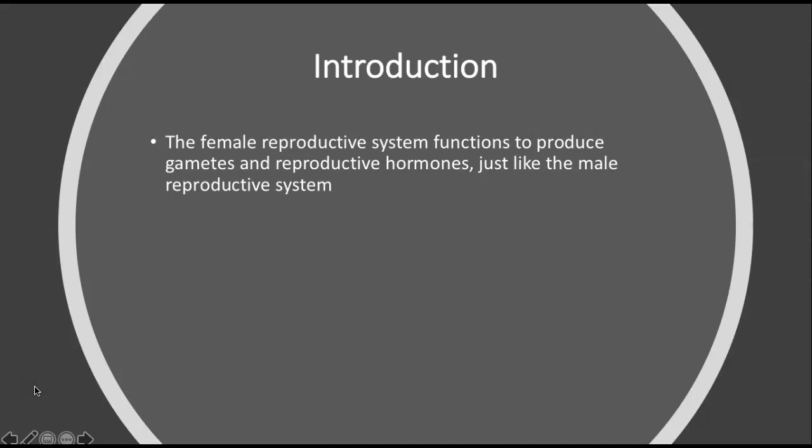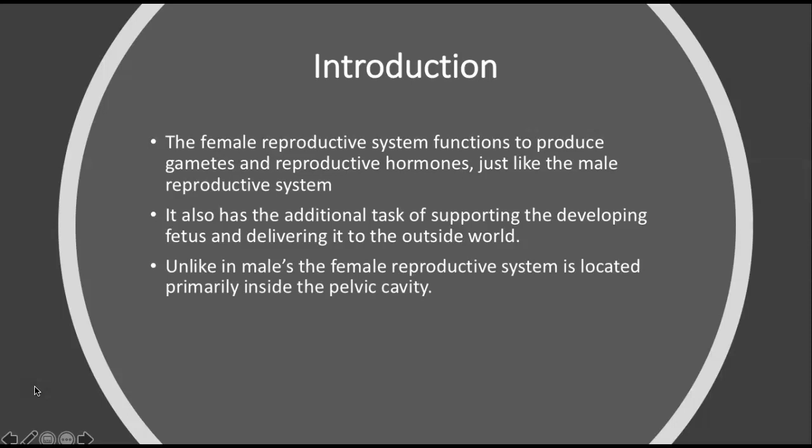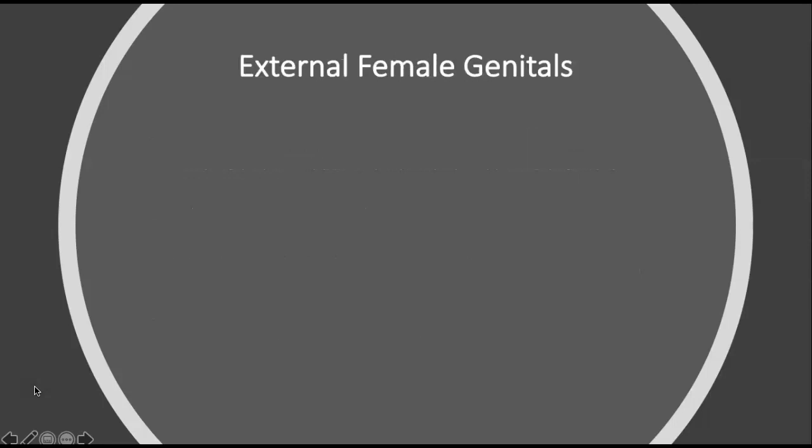First, an introduction. The female reproductive system functions to produce gametes and reproductive hormones just like the male reproductive system. However, it also has the additional task of supporting the developing fetus and eventually delivering it to the outside world. Unlike in the male reproductive system, the female reproductive system is located primarily inside of the pelvic cavity. The ovaries are the female gonads, and the gamete they produce is called an oocyte and eventually an egg.